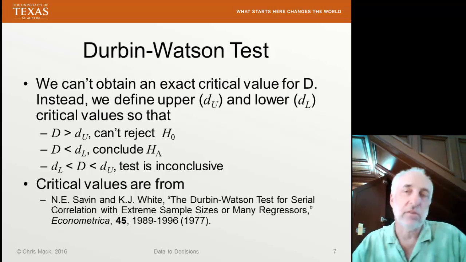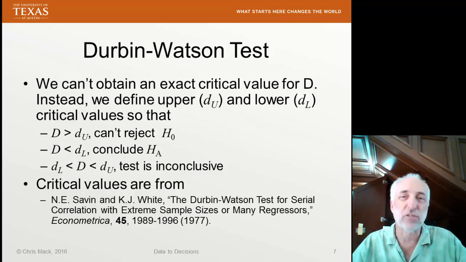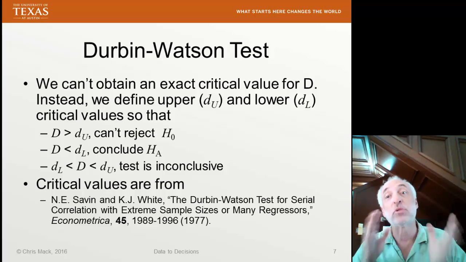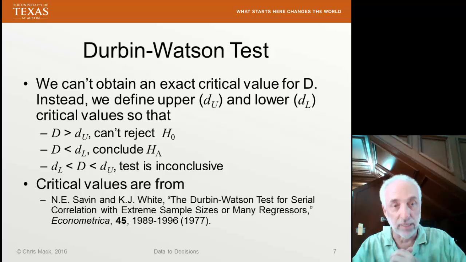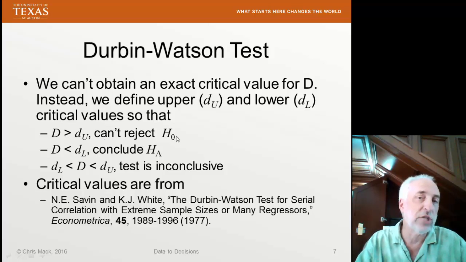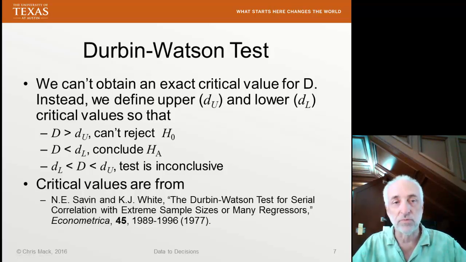Now, what's the critical value for this statistic? Unfortunately, there is no exact critical value for D. Instead, people, in particular Savin and White in the paper below, have defined upper and lower limits for the critical values. What that means is you look up the upper limit for the critical value of the Durbin-Watson statistic D, and we find that when D is bigger than that upper limit, well, we can't reject the null hypothesis. That there is no autocorrelation.